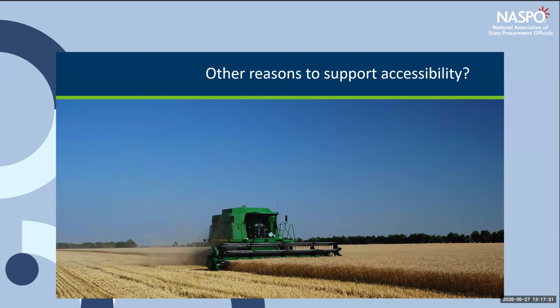So besides people with disabilities, can you think of any other reasons why we should support accessibility? Keep in mind a few things that Rachel said earlier. I've got here a picture of a big combine moving through a wheat field. Maybe that gives you some idea about other good reasons to think about accessibility. Feel free to put it in the chat if you like.